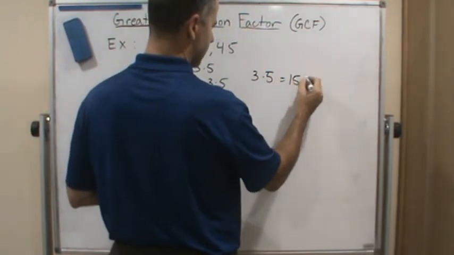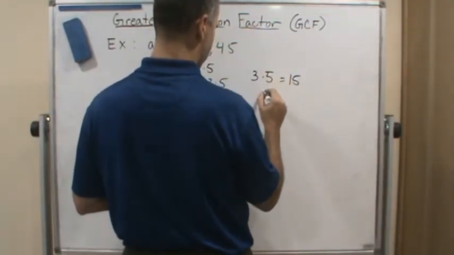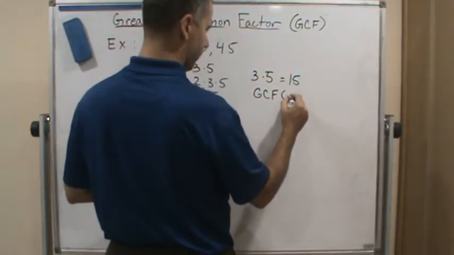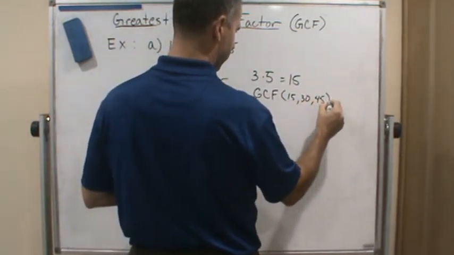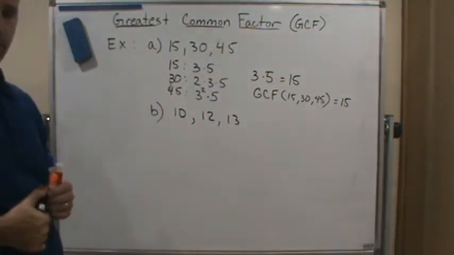And so the greatest common factor of these, and the way I would write it, is I would write it as the GCF of 15, 30, 45 is 15. It's the largest number that will divide all 3.